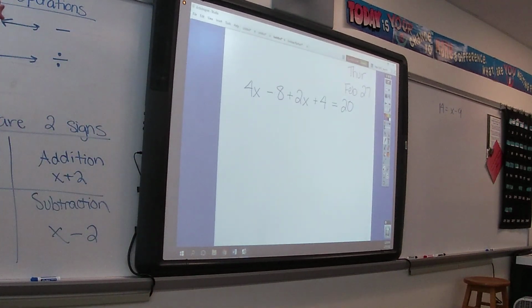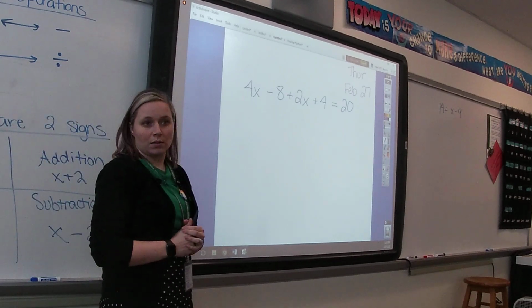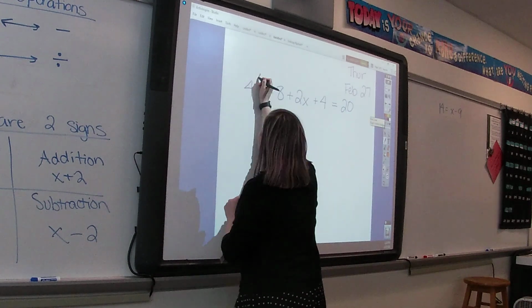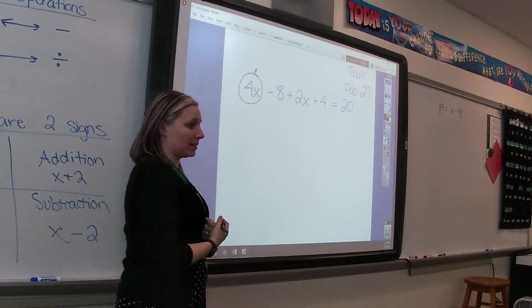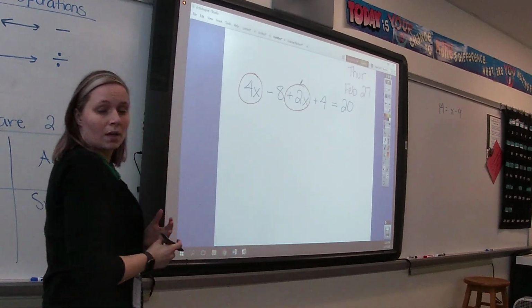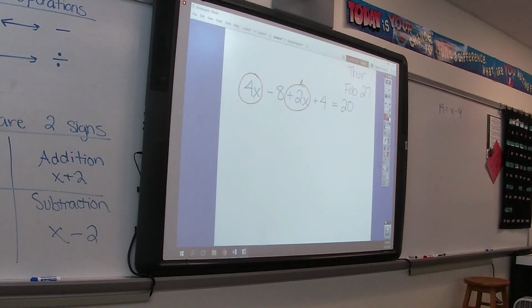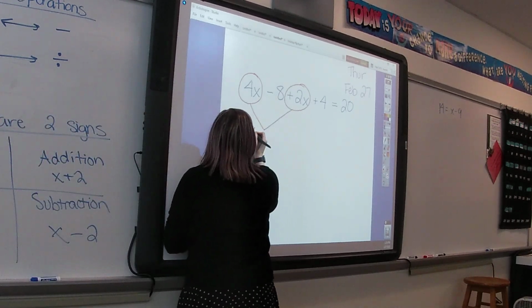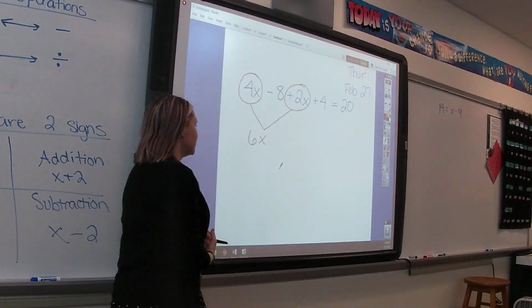Step 2 says if there are any like terms. Do we see any like terms? Yes. So what's a like term with 4x? 2x. What is 4x plus 2x? 6x, minus 8. Wait, I have a question.